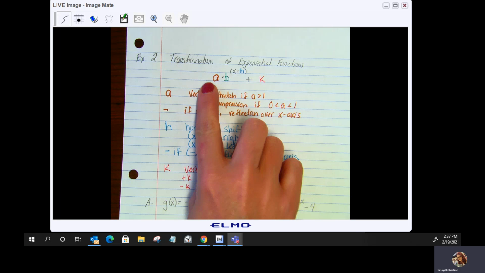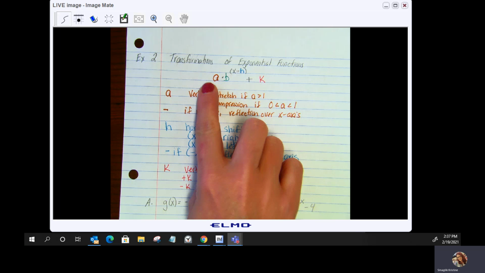And now here on this h of x equals 5 raised to the negative x power. So this negative right here, that reflects the graph over the y-axis. And again, I don't want you to be too concerned about it. I don't think it's a bad idea for you to see it. My a value is 1. My b value is 5.